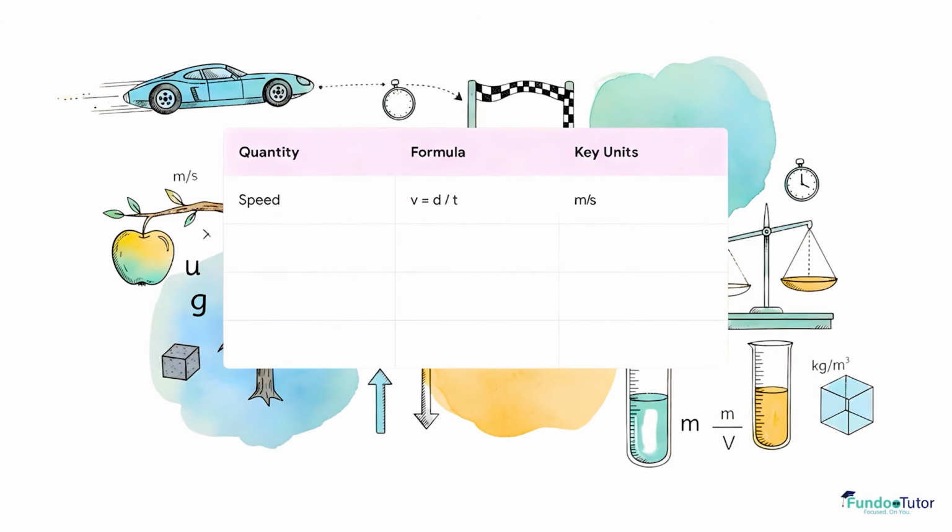Speed, that's easy, just distance over time. For acceleration, we're looking at the change in velocity over time. A quick tip, if something starts from rest, its initial velocity, that's u, is just 0. It makes the math way simpler. Weight is just the force of gravity on an object, and density tells us how much stuff is packed into a space. Seriously, nail these units and you're already halfway to the right answer.